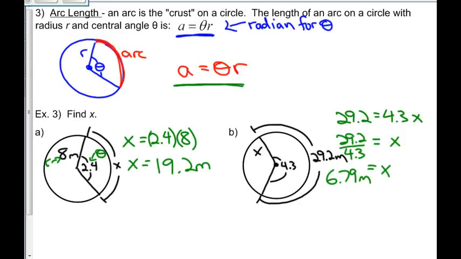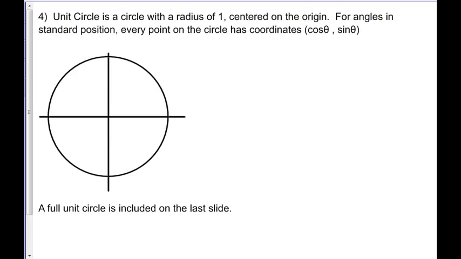Okay, moving along, we're taking a look at the unit circle. So the unit circle is really simple. It's a circle with a radius of 1, and it's centered on the origin. For all angles in standard position, here's what's special. Every point on the circle has these coordinates: cos theta, sine theta. The x value is cos, and the y value is sine theta.